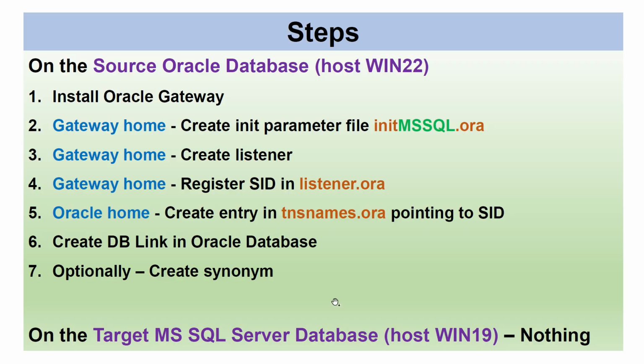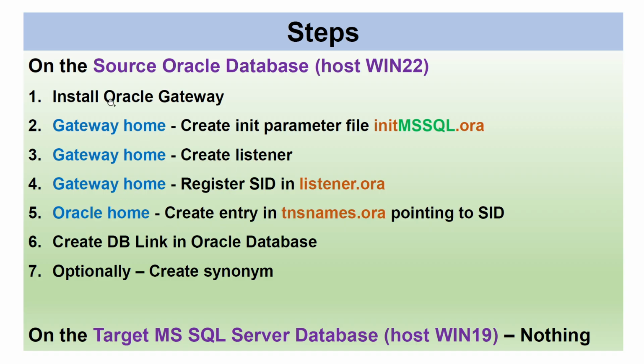Now, what are the steps that we need to do? On the source Oracle database, wherever you have installed your Oracle database, the first thing you have to do is install Oracle Gateway. I have already done this. Once you have installed the Oracle Gateway, we have to do some steps at the Gateway Home and some at the Oracle Home.